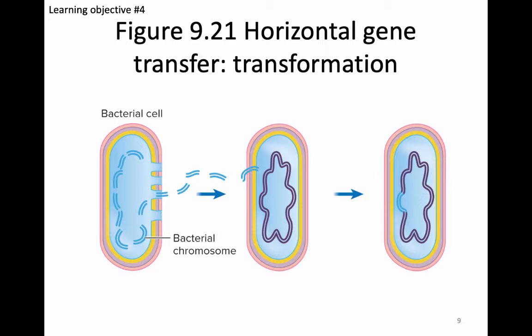One note about the recipient in transformation: this cell has to be competent, meaning it has to be able to take DNA up from the outside environment into its interior. So some bacteria cells are competent and can accept DNA by transformation. Some bacteria cells are not.